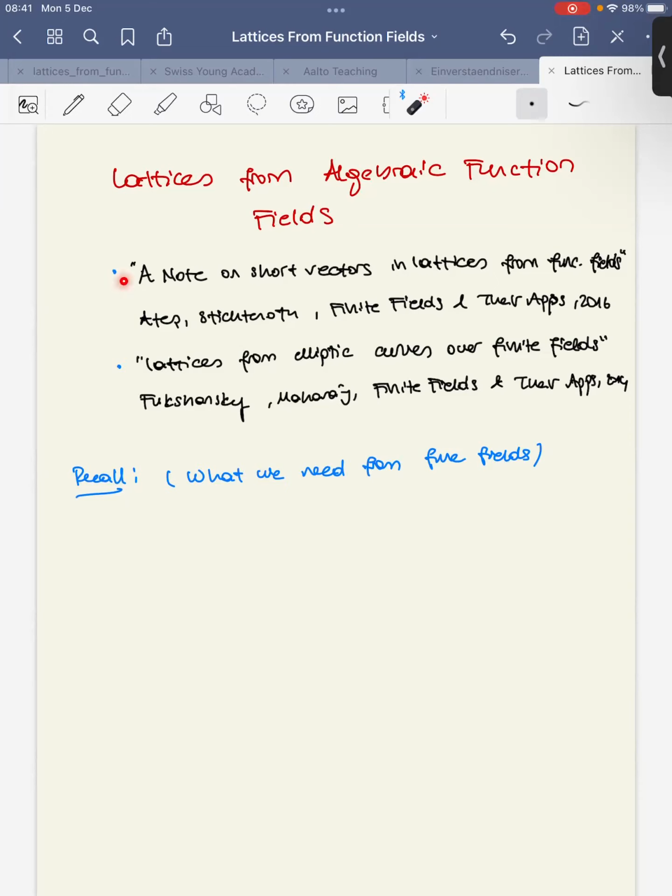Mainly, I will follow these two references. Both of them are published in Finite Fields and Their Applications. I should mention that Dr. Atesh's PhD thesis is a nice pedagogic introduction to this topic. For this purpose, let me remind you of some basic notions like we studied in the last 5 weeks.